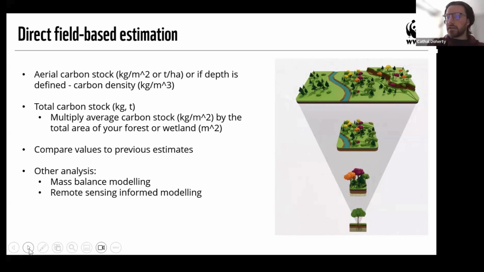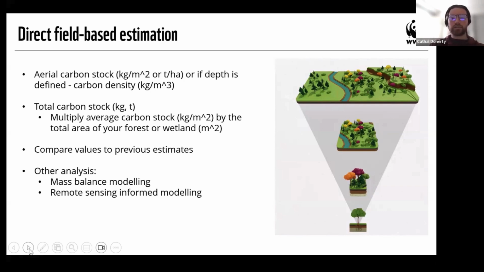The other types of analyses are mass balance modeling. For those familiar with the Canadian Forest Service carbon budget model, that's an example of a mass balance model, as well as there's remote sensing methods that use either satellite, airplane, or drone-based remote sensing techniques, and they combine that with field observations to produce a value of carbon in a certain area as well.